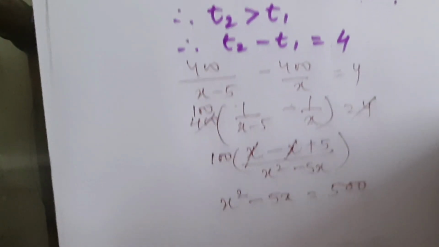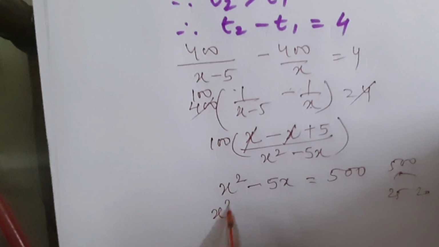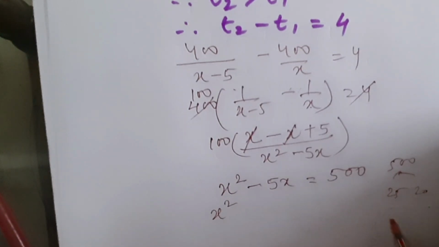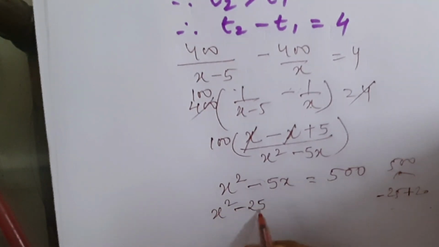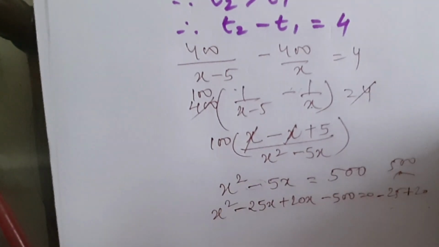Now we need to find factors of 500. Thus the factors of 500 are 25 and 20. By subtraction we are getting 5. So the bigger number is given the sign of the question, which is minus, and the smaller number the opposite sign. Thus it is minus 25x plus 20x. Shifted this 500 this side, so it's minus 500 is equal to 0.